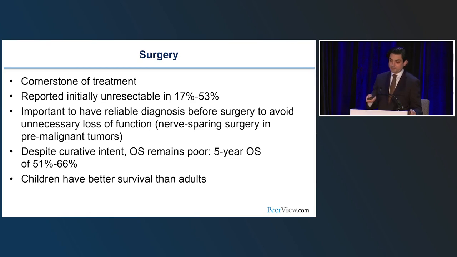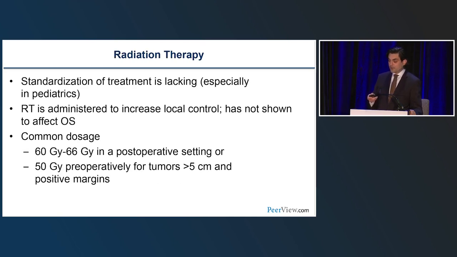Despite the curative intent of surgery, overall survival remains poor, with only about 50 to 66% of kids surviving past 5 years. And though kids have a better outcome than adults, we see that it happens at any age. So for radiation therapy, we had mentioned that in plexiform neurofibromas, benign tumors, there's really not a well-defined role of radiation. In MPNST, there is a more established role for radiation, especially in tumors that are not gross totally resected, and especially in tumors that are 5 centimeters in size or larger. Those are common doses that are used for radiation therapy.